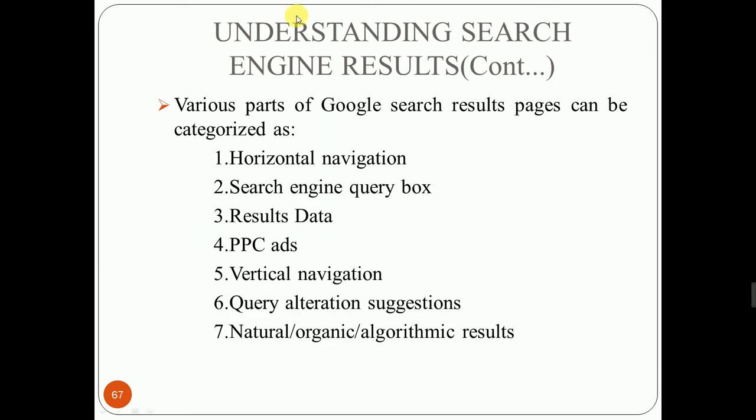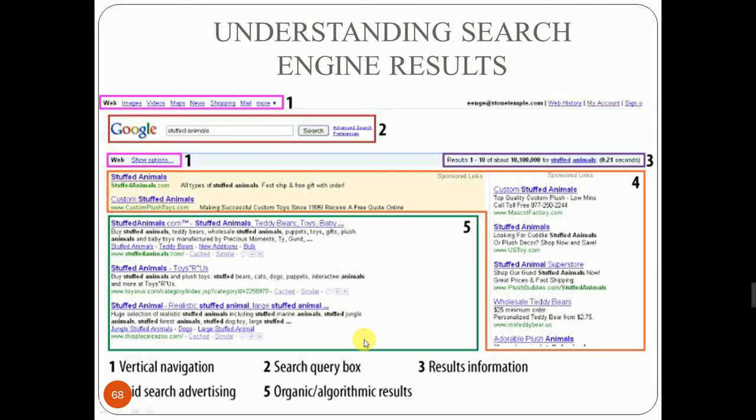So these are the different 7 parts of the Google search result page or any search engine result page. They require these 7 sections in their layout: horizontal navigation, search engine query box, result data, pay per click advertisement, vertical navigation, query alternation suggestion or refinement, and natural organic result. So these are the different parts of the Google search engine result page.